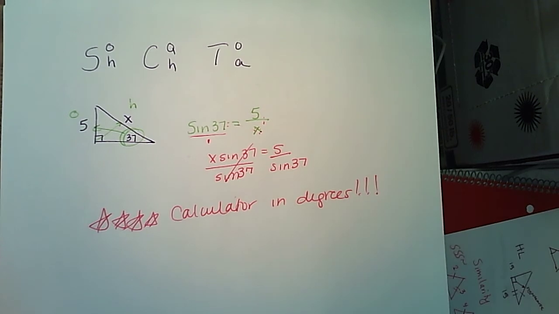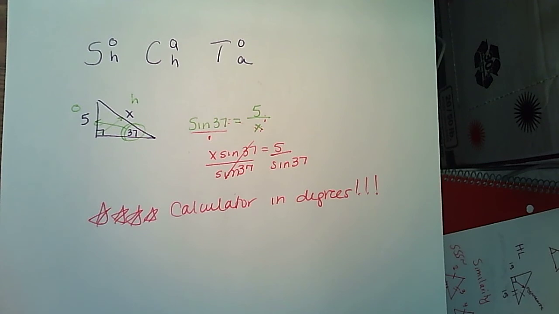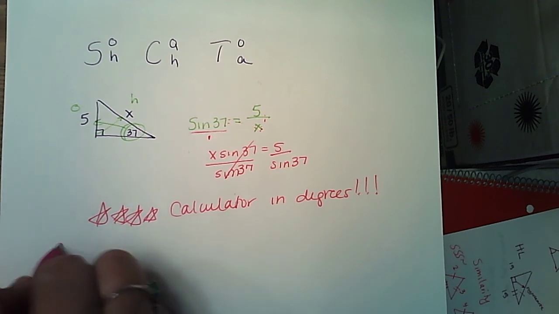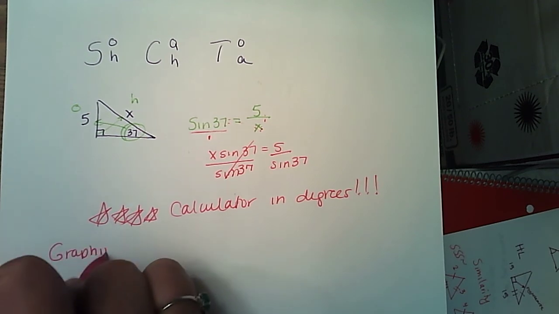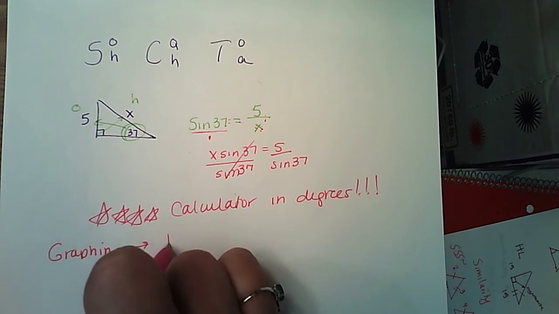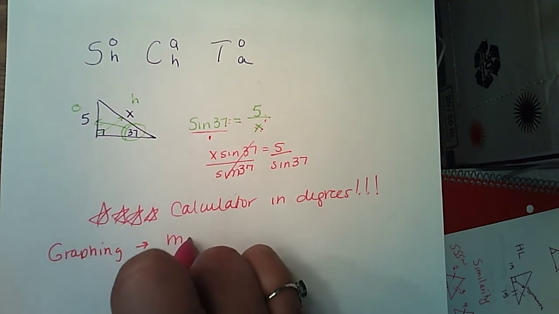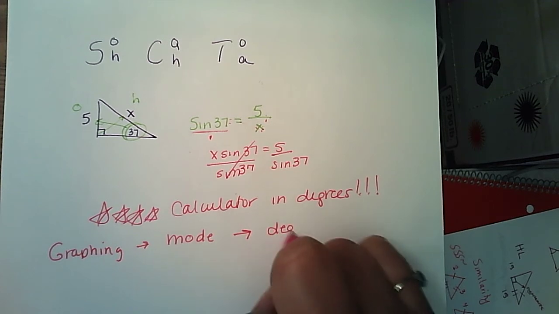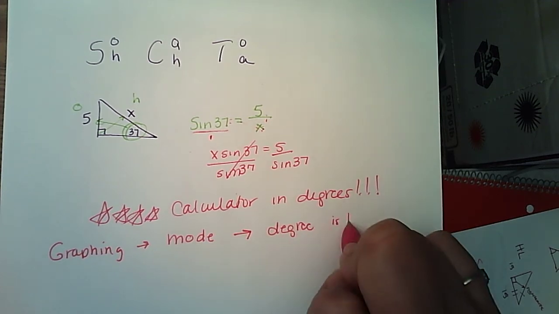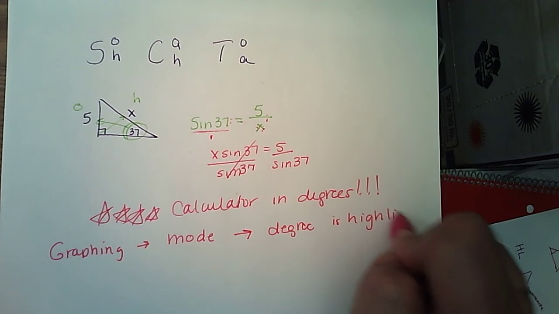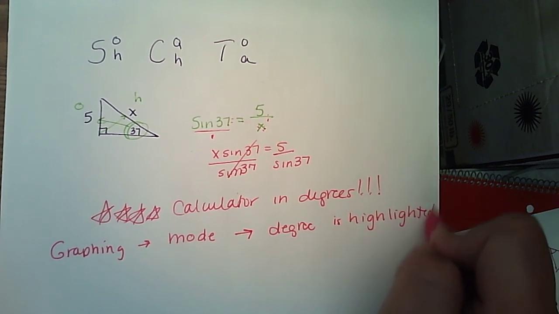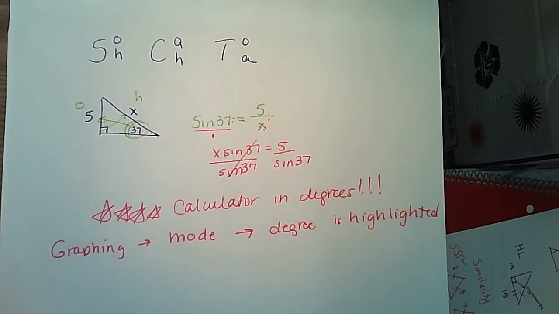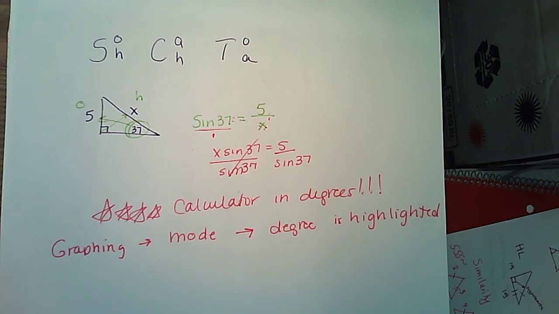All right, so 3 different calculators we're possibly using. If you're using a graphing calculator, you hit the mode button, you scroll down and make sure degree is highlighted. Otherwise, every problem is going to be wrong. So you just hit the mode button, and then you look down, you see degree, you're great.